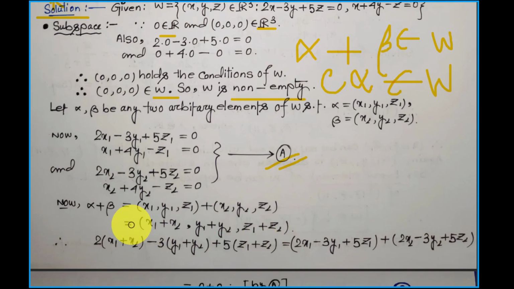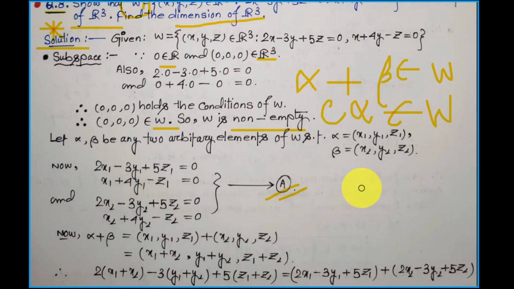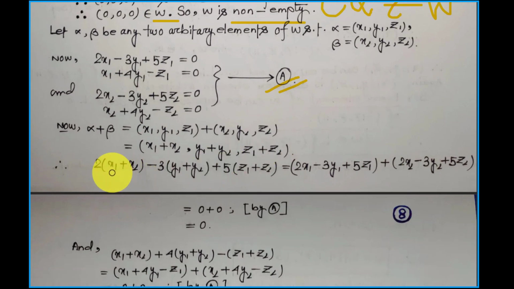Now to verify whether alpha plus beta belongs to the set W, we first verify whether alpha plus beta satisfies the condition of W. So let us verify. The conditions of W are this and this: 2x minus 3y plus 5z equals 0 and x plus 4y minus z equals 0. So let us put the values here. x is x1 plus x2, y is y1 plus y2, z is z1 plus z2. Putting the values in the first condition, we see that this is 0 by equation number A and this is 0 by equation number A.